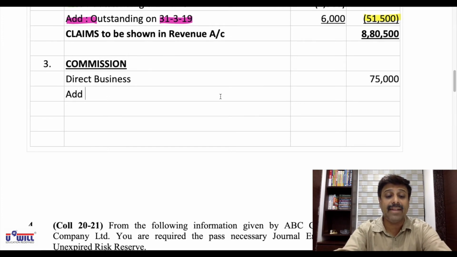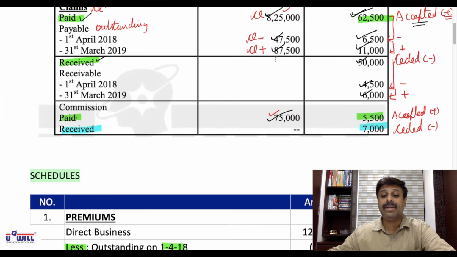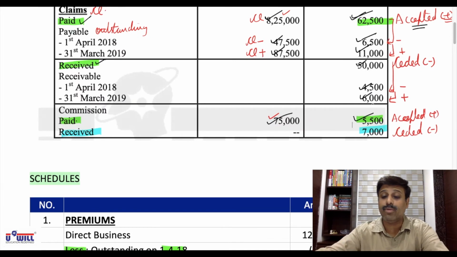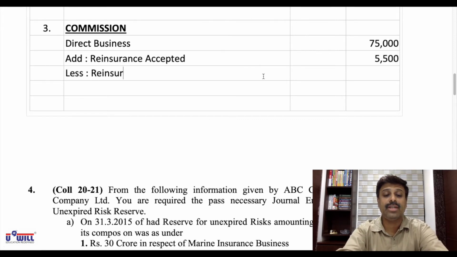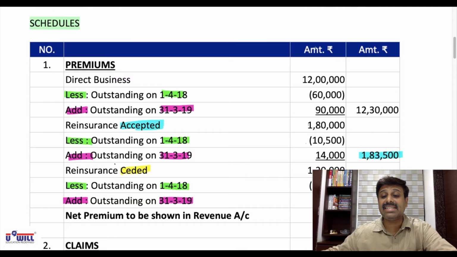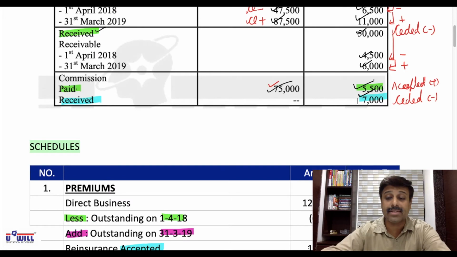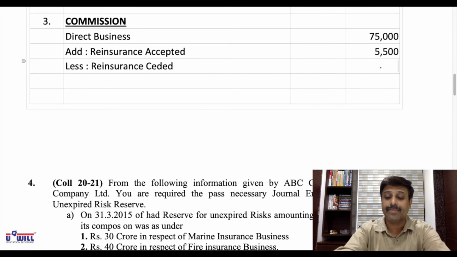In that we will add reinsurance accepted. The accepted amount is 5,500, which we have to add directly in the outer column. Then we will subtract reinsurance ceded. Reinsurance ceded is 7,000, that we have to minus. Because we have to subtract, we will write it in brackets, 7,000.